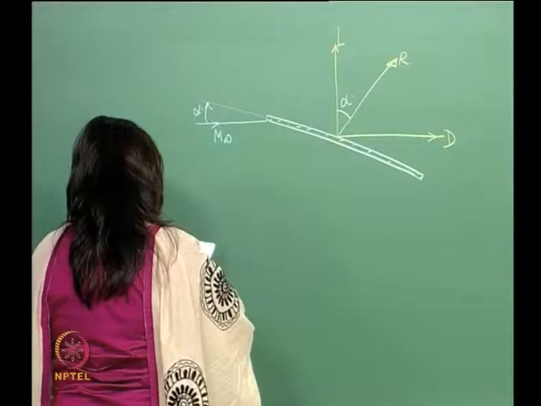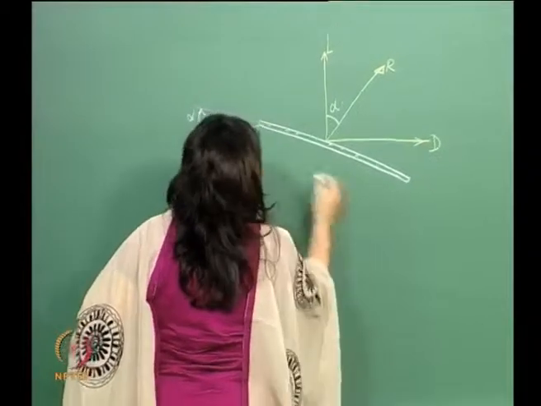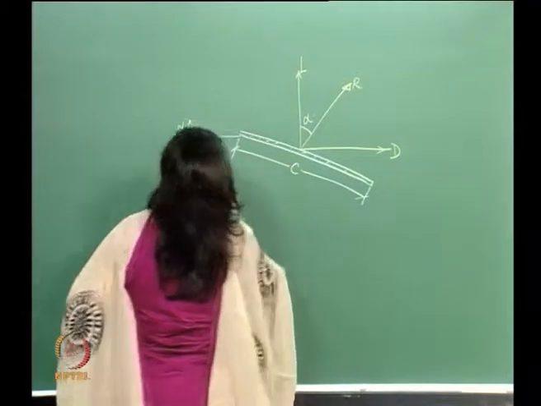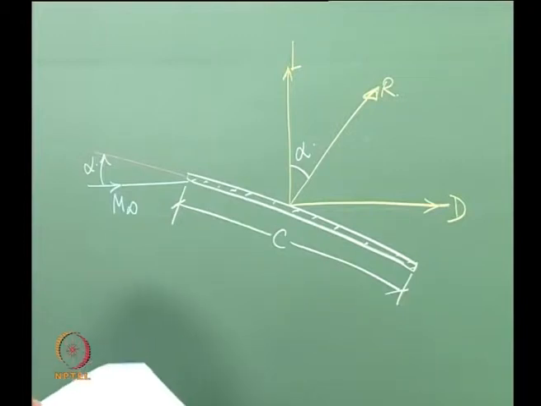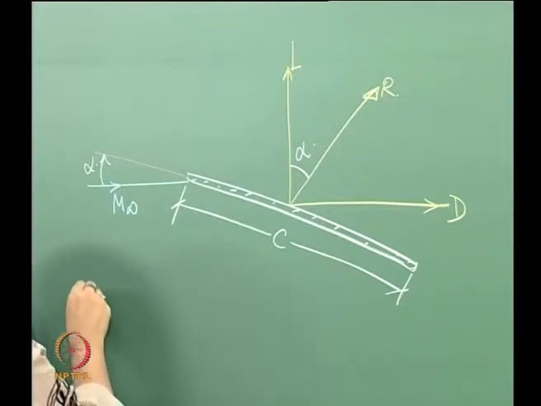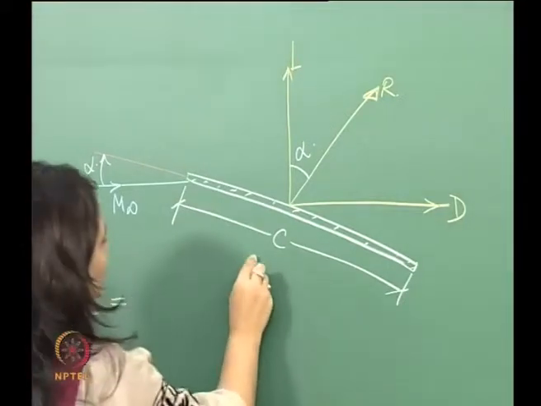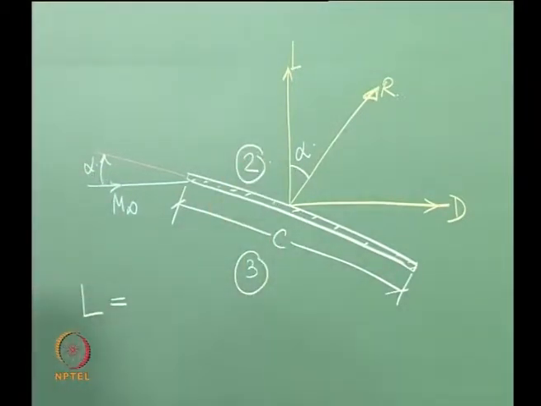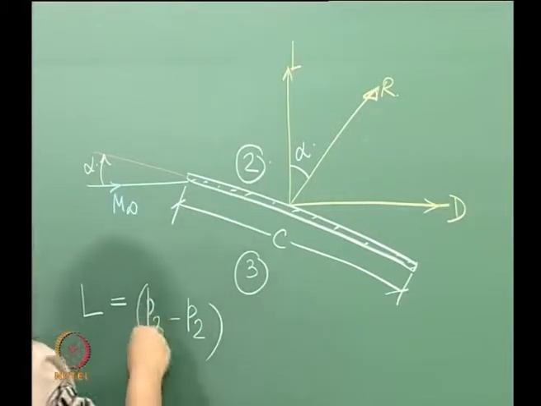If you see from here, this length we will denote as C, which is the nomenclature we normally use, the chord length. Okay. So, if you look at this, lift out here, this was region 3, right, this was region 2. Okay. So, what is the total pressure difference? It is basically P 3 minus P 2.